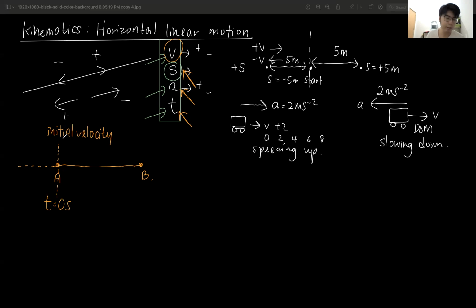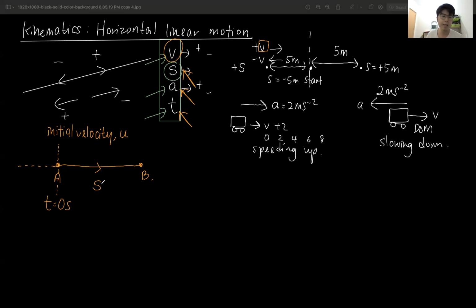So at 0 seconds, the initial velocity, we use the symbol U. Okay, our velocity symbol is V, right? But for initial, we use U. Then the particle moves a certain distance from A to B. There's a certain distance, but in this case, we will use displacement S.